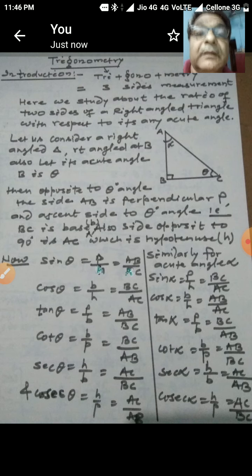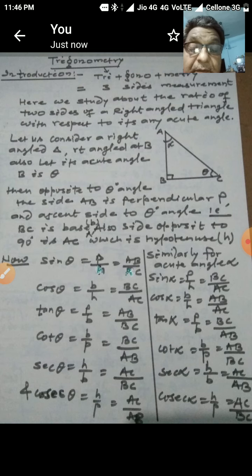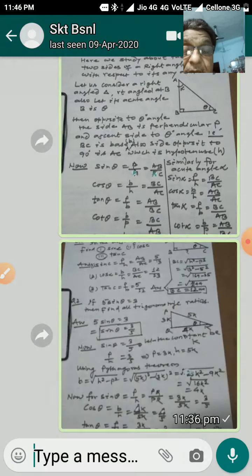So basically three ratios are there, and three are their reciprocal ratios. So altogether there are six ratios. These ratios are called trigonometrical ratios, and the use of all these ratios is finding sides as well as finding ratios when the required things are given. Now let us take one or two questions based on this.